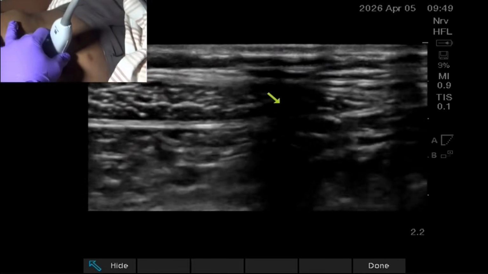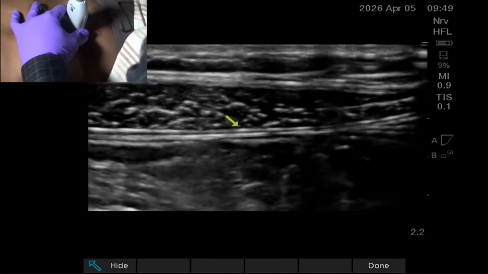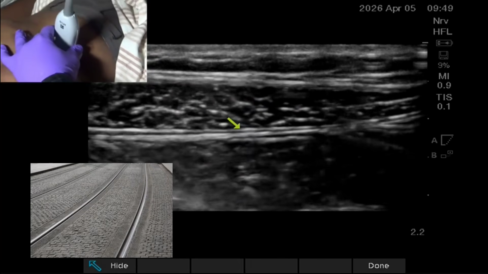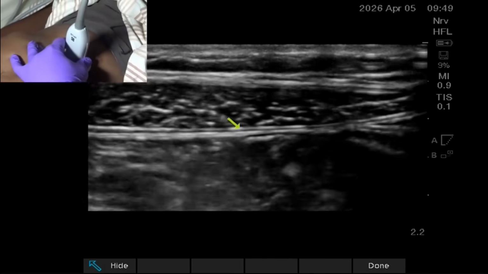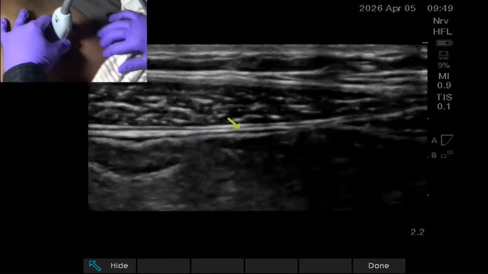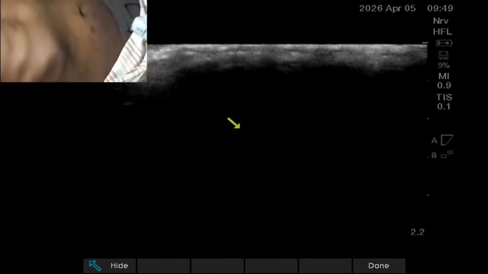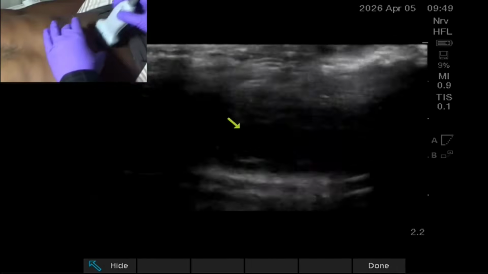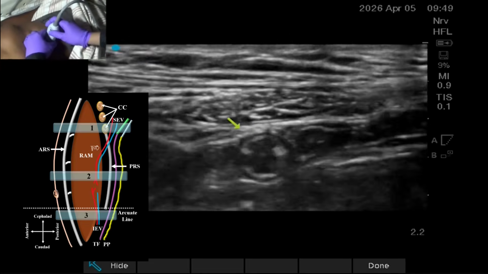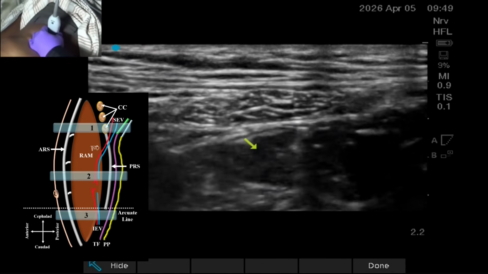What you are seeing is the rectus abdominis muscle. Can you appreciate the two lines, the tram track appearance? That is the posterior rectus sheath. Above the umbilicus, we have a good posterior rectus sheath, but below the arcuate line you will not have a posterior rectus sheath. See, this is just below the umbilicus, and still you can appreciate the double line. This is a bowel movement, peristaltic movement.